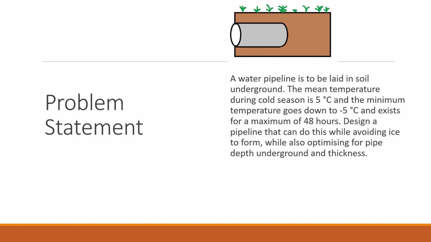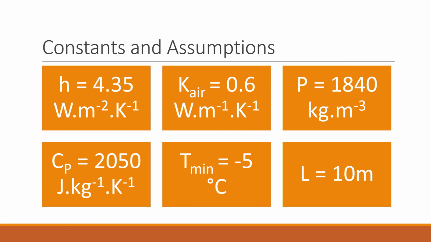We're just starting off with the problem statement, which says that a water pipeline is to be laid in soil underground, and the mean temperature during the cold season is 5 degrees Celsius, and the maximum temperature goes down to -5 degrees Celsius and exists for a maximum of 48 hours. Design a pipeline that can do this while avoiding ice forming, while also optimizing for pipe depth underground and thickness. Here are a few constants that we are given as part of the question, and also the assumption that the length of the pipe is 10 meters, and this is the length that we will be using in our calculations.